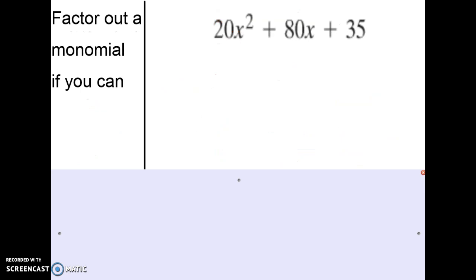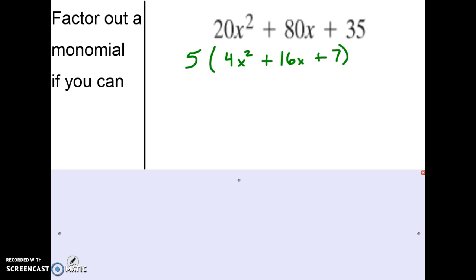Alright, now there's one more that we want to cover, and this would be factoring out a monomial first. This looks like a pretty difficult problem, but really they all have a common multiple of 5. So if I factor out a 5 first from all of the coefficients and the constant, we'd have 4x squared plus 16x plus 7. And now this seems a little bit more manageable once we take that 5 out.